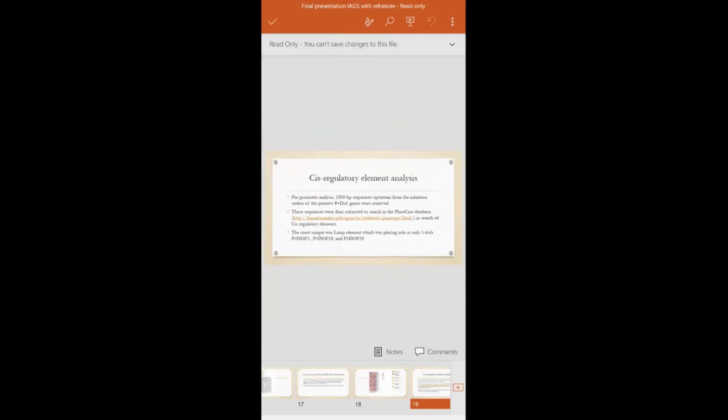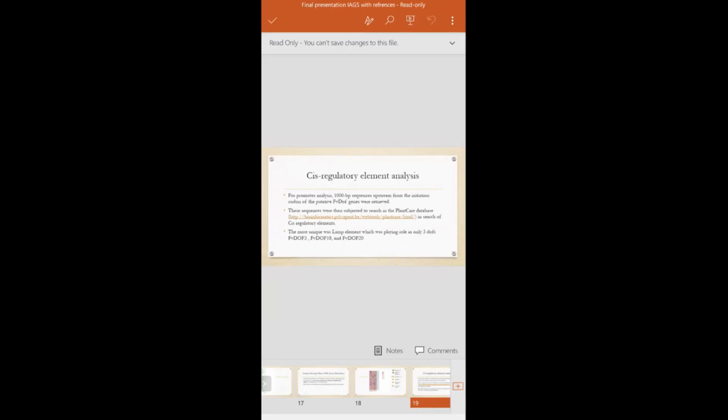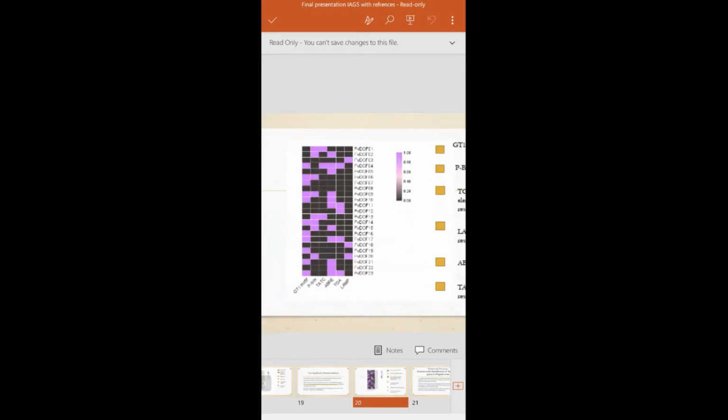The other work that I did was cis regulatory element analysis. I put each and every sequence on PlantCARE. They sent me an email, and then I saved all that data and arranged it in the form of a heat map. The best thing I found was a very rare element, the LAMP element, which is responsible for light. The LAMP element was shown in FvDOF3, FvDOF18 and FvDOF20. So it was a really rare element for me. I have generated this heat map.